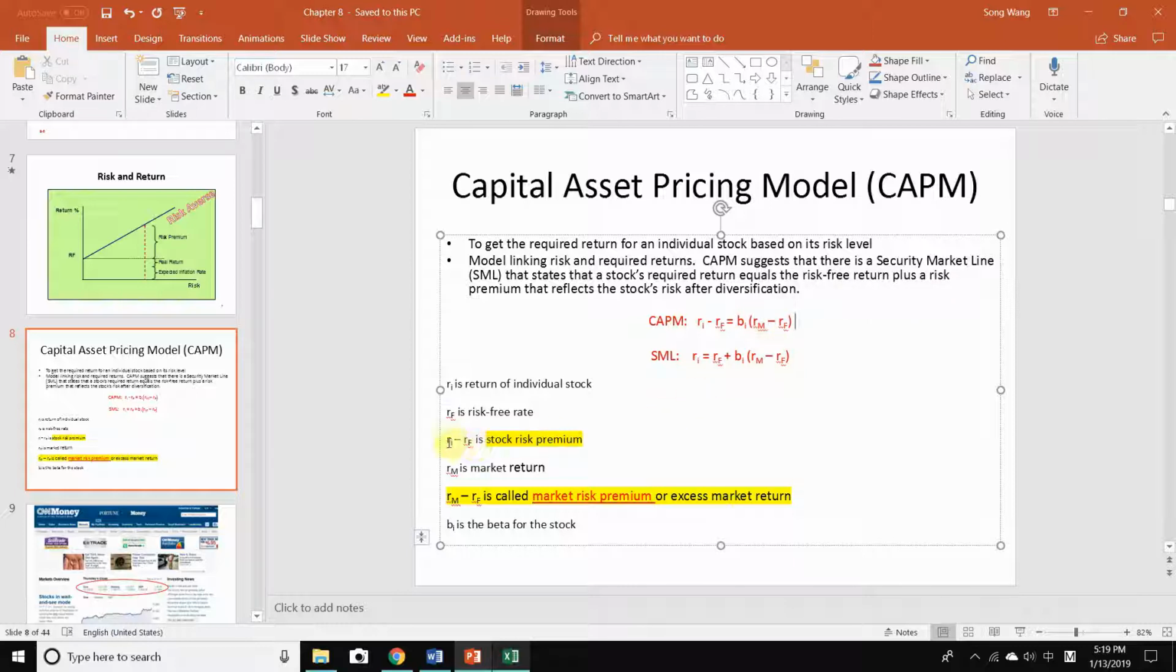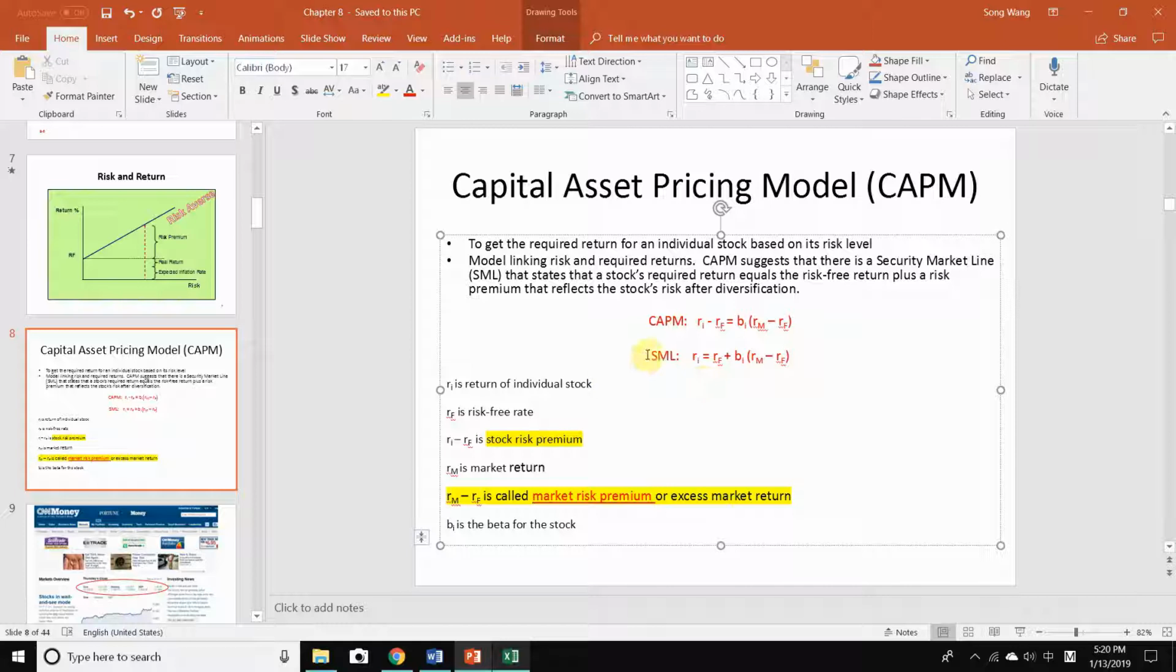So the individual stock return minus the risk-free return would give you the stock risk premium. If you use the market return minus the risk-free return, you will get the market risk premium or excess market return. So any return minus the risk-free rate would be the risk premium. We need to exclude the risk-free part from the market return and from the individual stock return, because everybody is getting the risk-free rate. So if we exclude the risk-free part, then the rest of the return would really be based on the risk level.